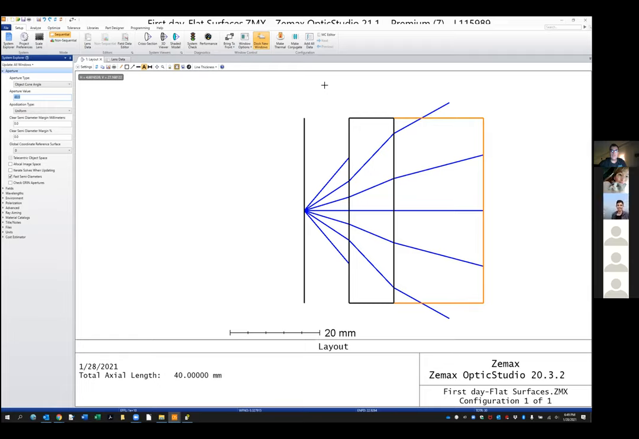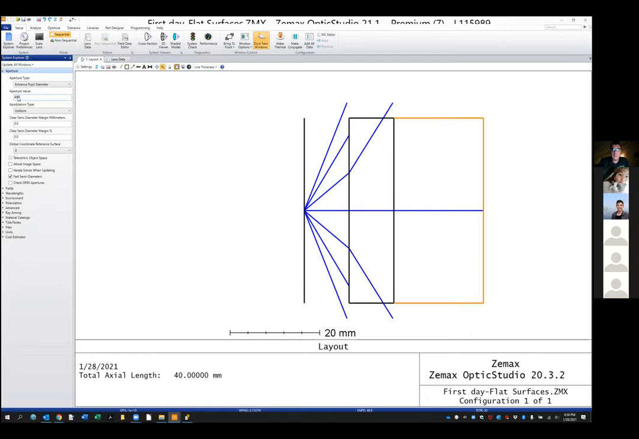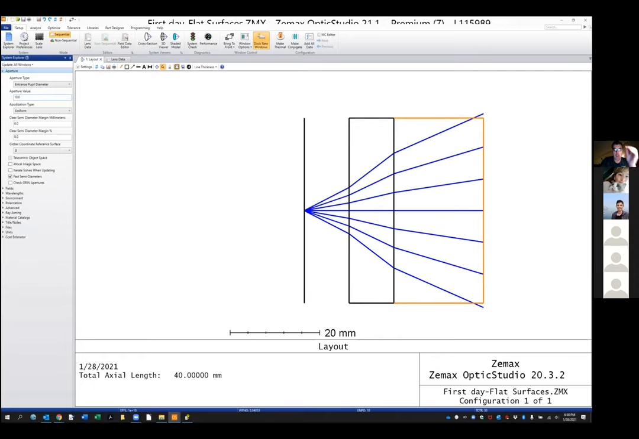What does it mean to make a surface a stop? It means that's the surface that we're going to treat as limiting for all purposes. You can think of the stop as the surface where we're putting something that would block the beam. We'll stick with this example and I'll just change the aperture. Entrance pupil diameter, we'll make that 10. Right now we've set surface one as the stop.